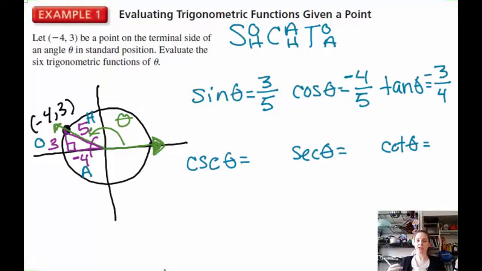Now, the functions underneath are just reciprocals of the one above. So cosecant is 5/3. Secant is -5/4. Right, we just put the negative sign out. And cotangent is -4/3.